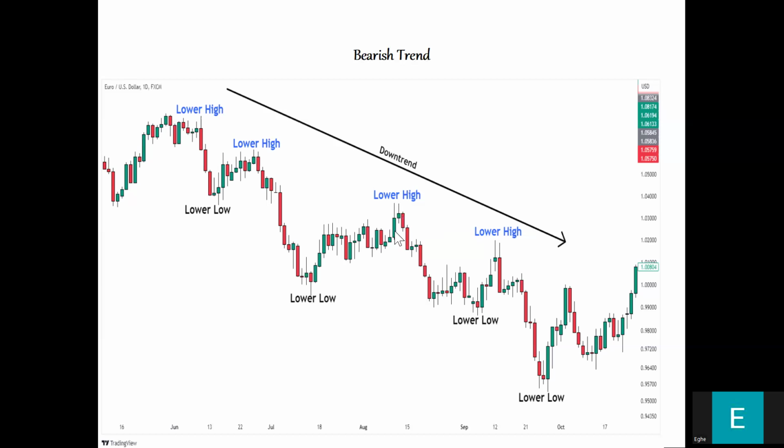1, 2, 3 again. This evening star formation, remember, forms at the high, at a resistance level. Once you see something like this, a rejection, another rejection, and the third candle coming to the support level. This is a resistance level. The evening star forms at a resistance level; the morning star forms at the support level.